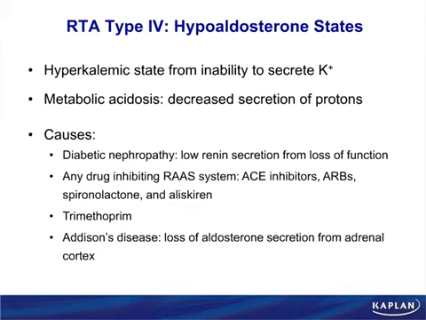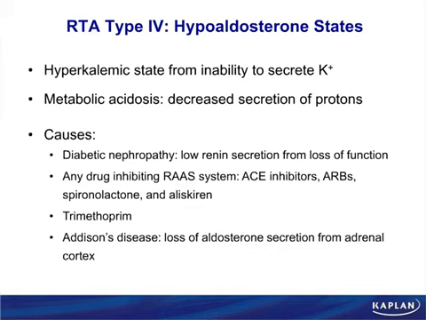What are the causes of a hypoaldosterone state? Well, we could commonly see it in diabetic nephropathy. In diabetic nephropathy, you have a low renin state, so this is a hyporeninemic hypoaldosteronism. We commonly see it in any drug that inhibits the RAS system: ACE inhibitors, ARBs, spironolactone, eplerenone, aliskiren. Trimethoprim can also cause a type 4 RTA, and I've seen this before.